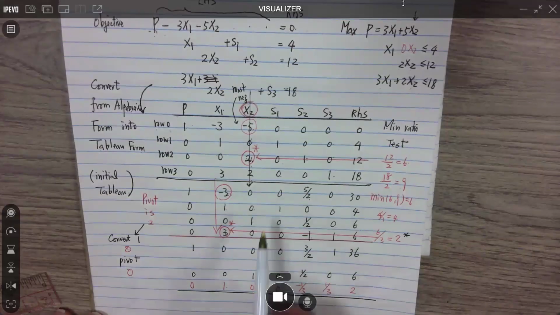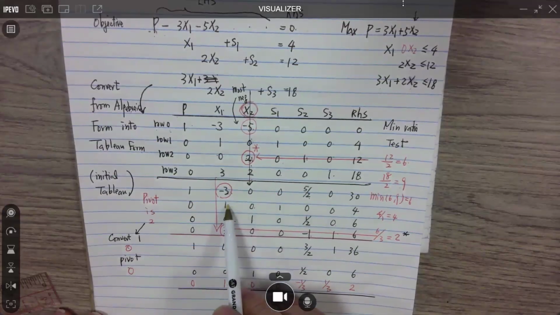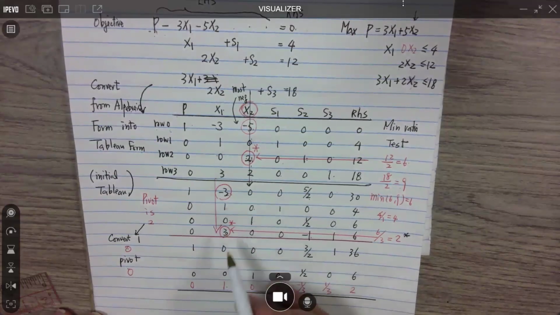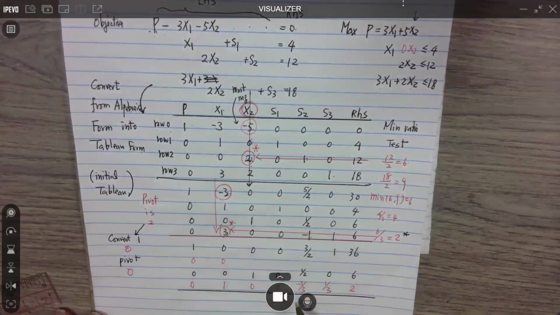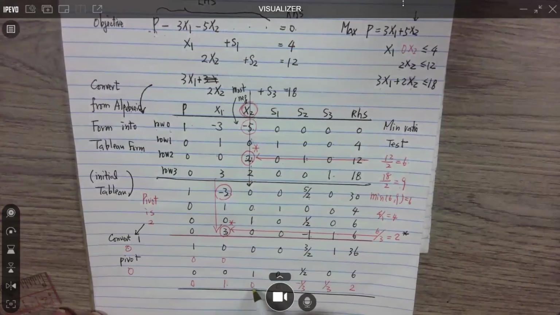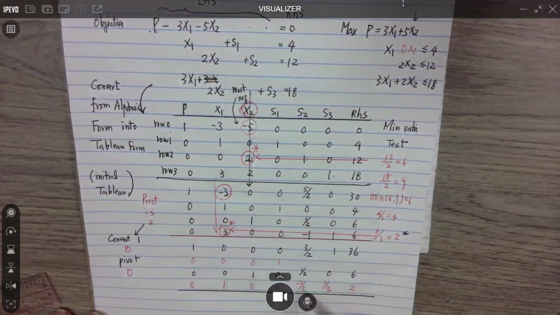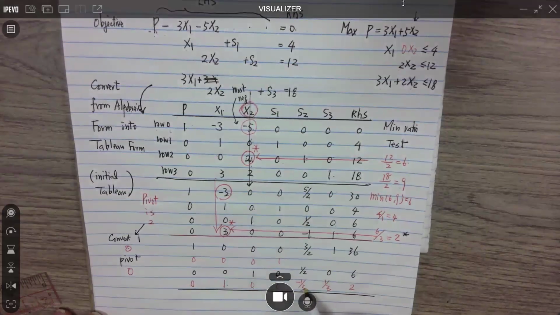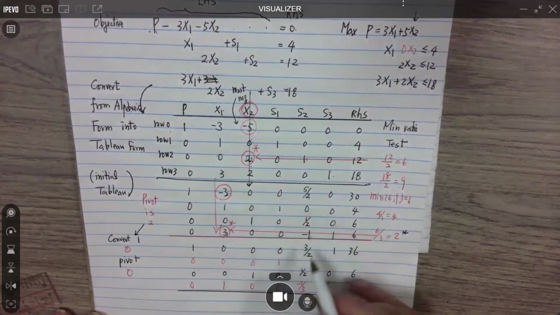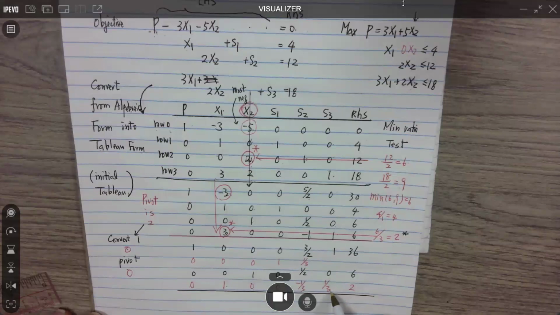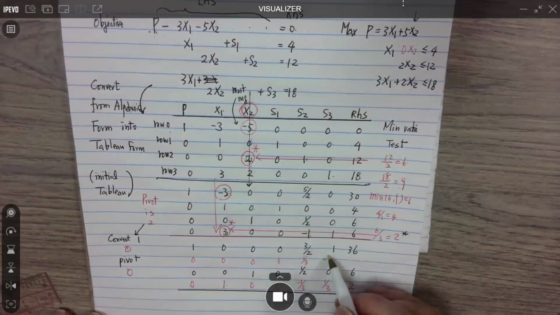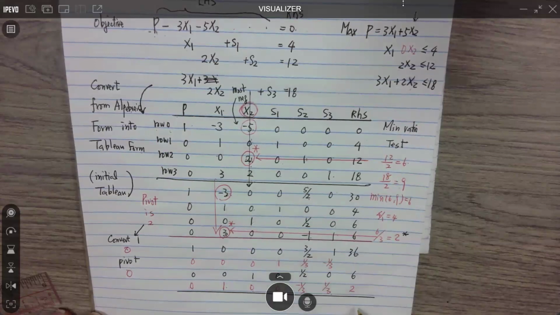So only have this column left. How can I make this become 0? Easiest way is times minus 1, add up to here is 0. Times minus 1, add up to here is what? 0. Okay? Times minus 1, add up here is 1. Times minus 1 to minus 1 over 3, to 1 over 3 add up to 0 is what? 1 over 3. Okay? Times minus 1 is minus 1 over 3. Add up to here is minus 1 over 3. Okay?